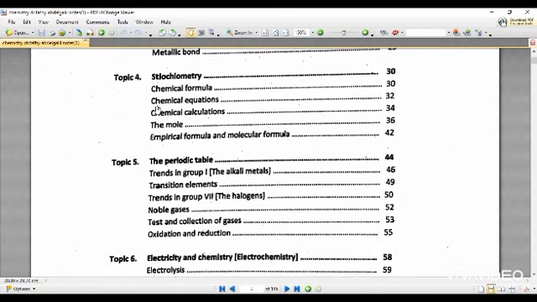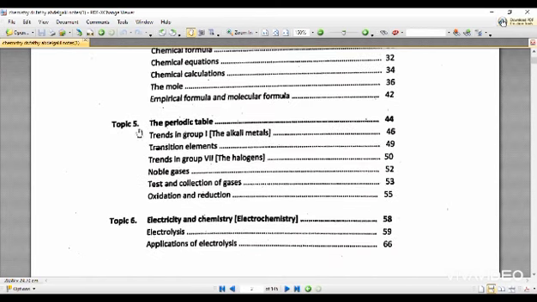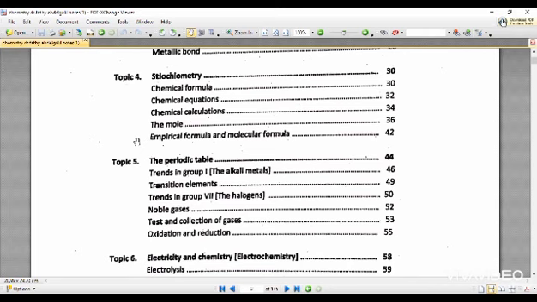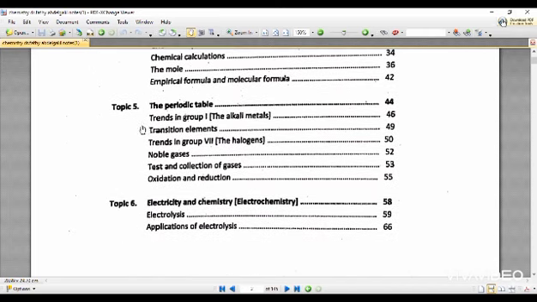Topic number four, it's named stoichiometry. I don't think you have taken such a related topic in your past years in school, but this topic is somehow related with chemical calculations. It's like a mathematical topic. So let's go to topic number five, and it's related with the periodic table.